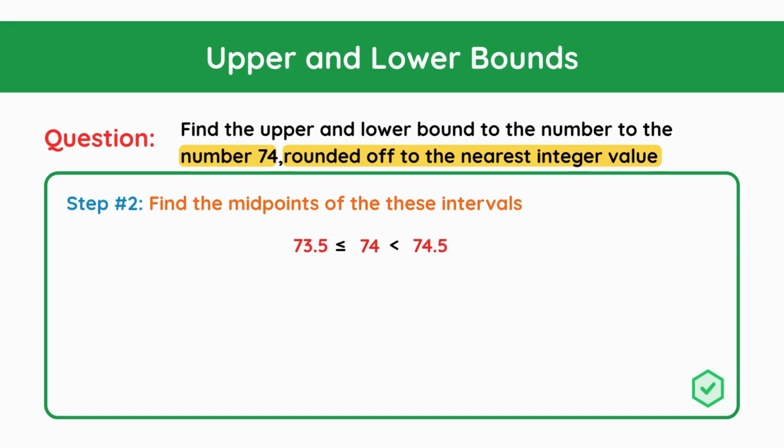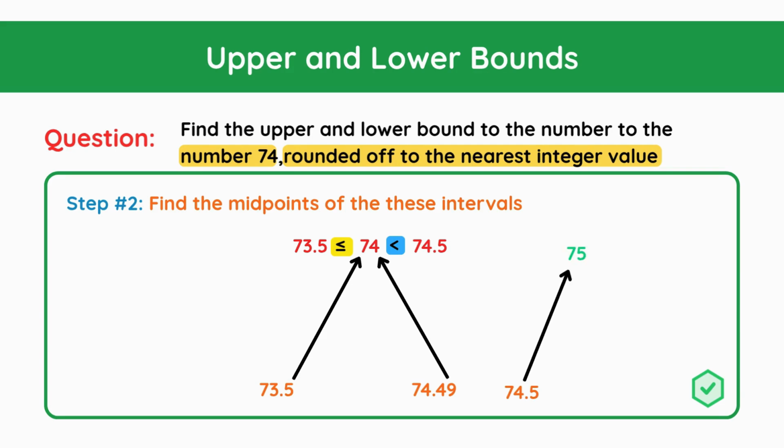We put the sign of less than or equal to for 73.5 because if a number is exactly 73.5, it rounds to 74. But we use the sign of less than 74.5 because if a number is something like 74.49, it will round off to 74, but if it is exactly 74.5, it rounds to 75. Remember the difference in the symbol. It is very important in exam questions.